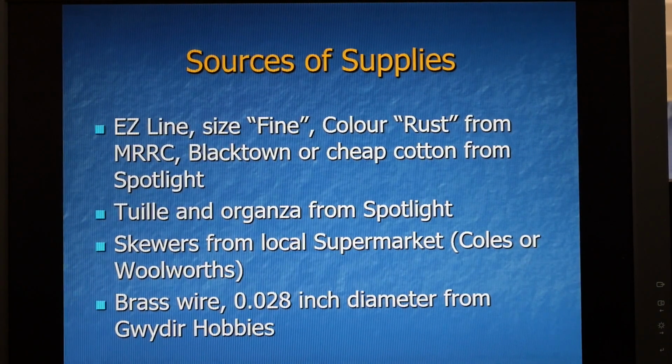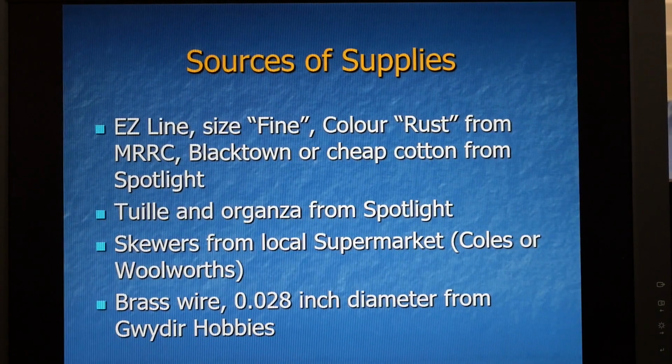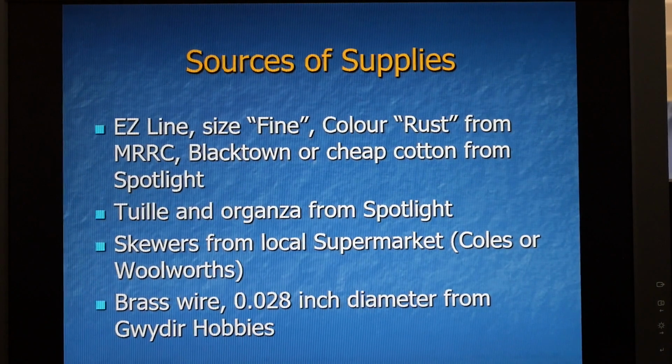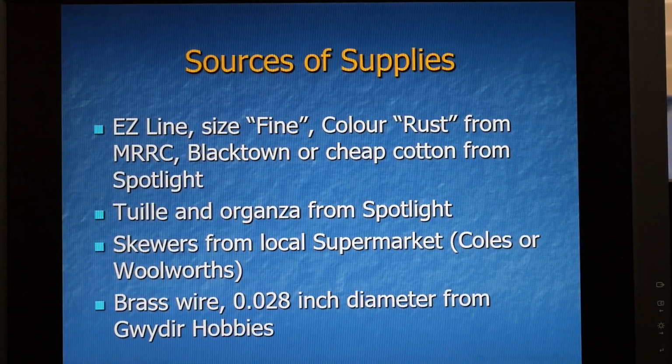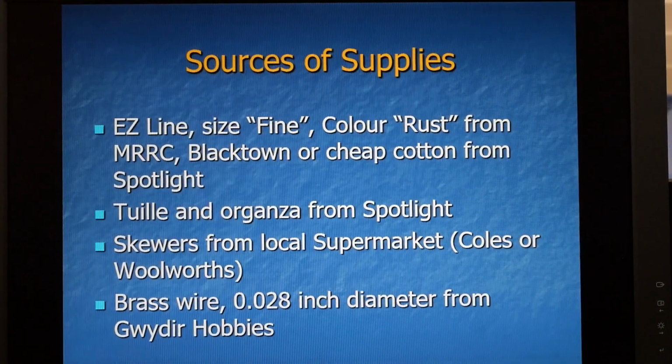Supplies, Easy Line, I get from the local hobby shop for me. Cheap cotton I get from Spotlight, which is a haberdashery chain in Australia. Tulle and organza again from Spotlight, the haberdashery suppliers. Skewers from our local grocery supermarkets, which are Coles and Woolworths. And brass wire from, again, another specialised hobby shop.